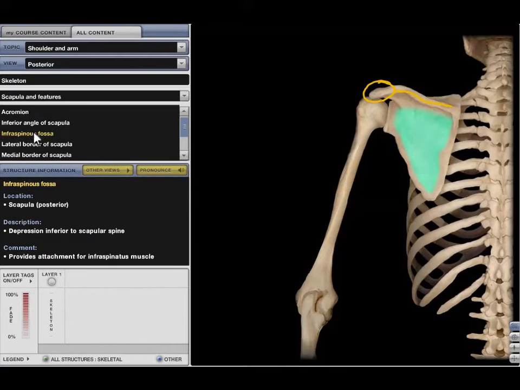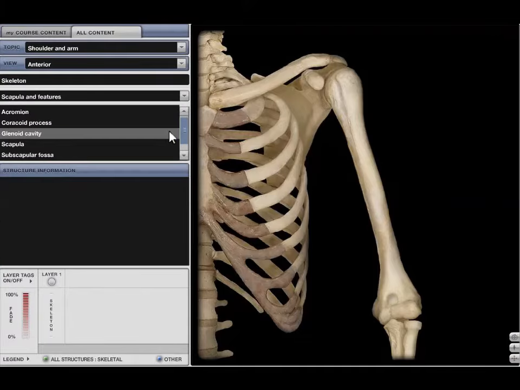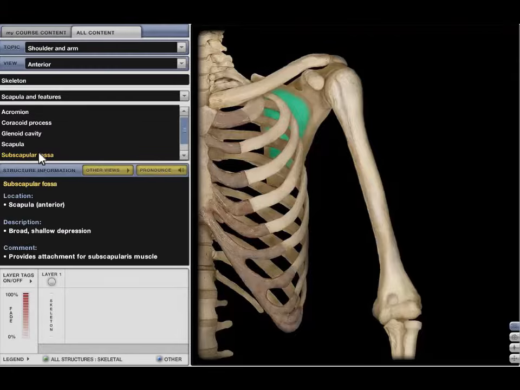And these fossa provide sites of origin for two of the muscles of the rotator cuff that are going to stabilize and move the shoulder joint. Next, let's flip over to the anterior surface of these bones. Here we're looking at the left anterior surface of the bones, and I want to point out a few features which are also going to be important sites of muscle attachment. On the scapula, we have another fossa called the subscapular fossa, highlighted in blue, and this is the site of origin for the subscapularis muscle.